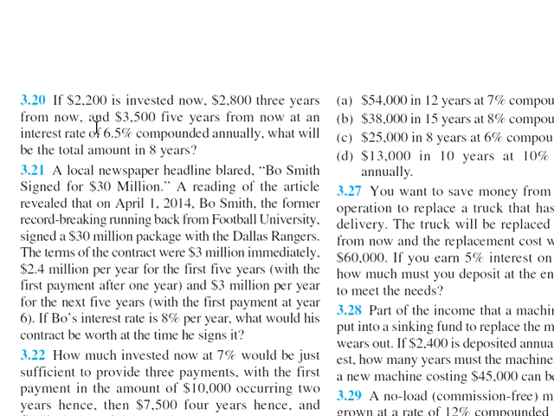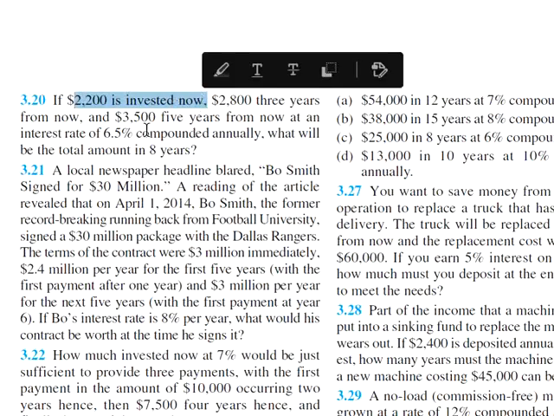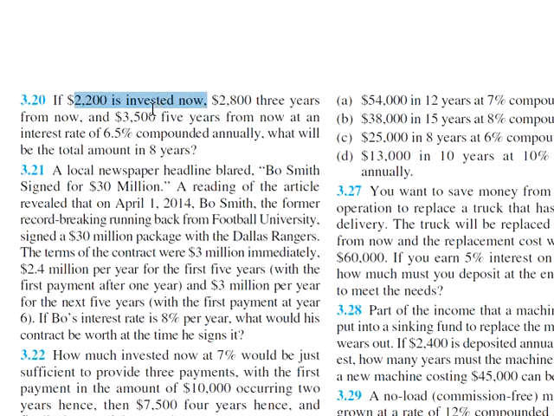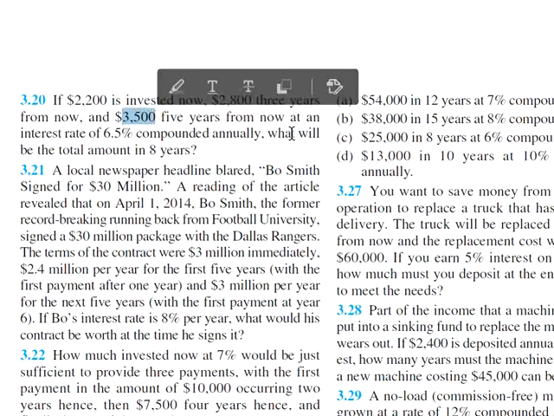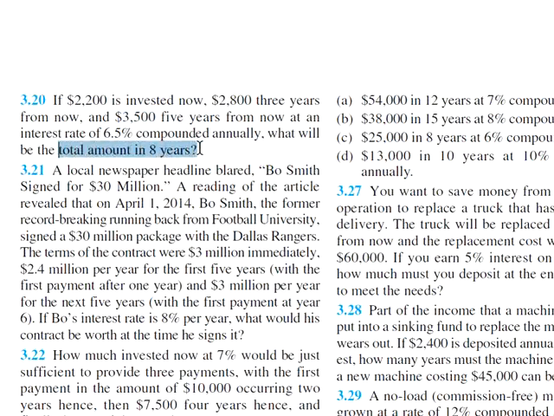If 2,200 is invested now, so it means year 0 is given as the cash flow, 2,200, then 3 years from now and 3,500 5 years from now, at an interest rate of 6% compounded annually, what will be the total amount in 8 years? So it means we have to find the value at the end of 8 years, which is F.